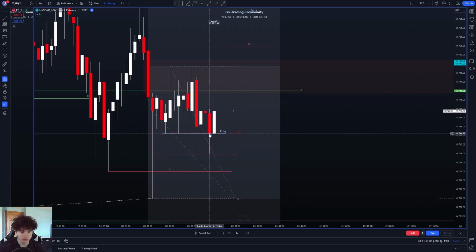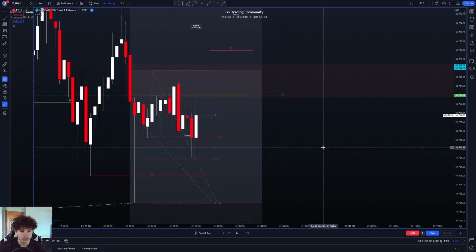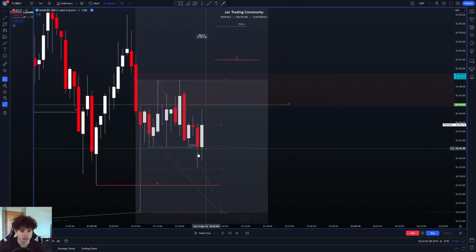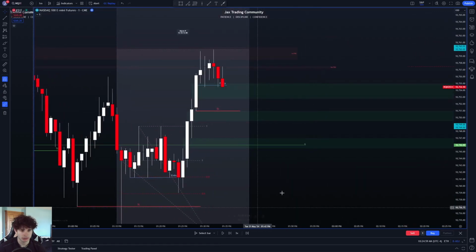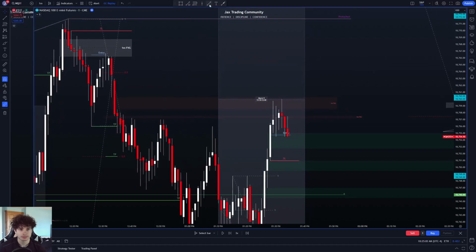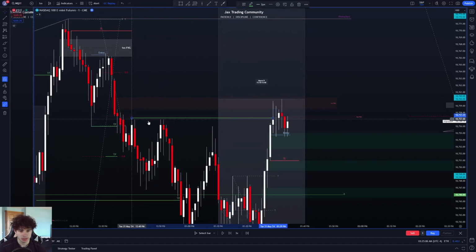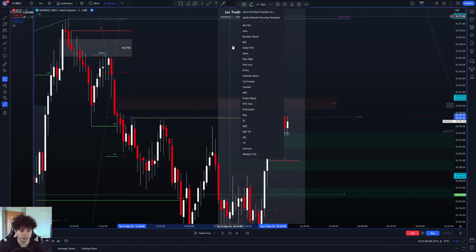You could possibly take it if you saw us close right here. This would be a really good entry. So here's the entry off the sweep of these lows, and we also tap into discount here. And then we end up going higher. First TP, you could have right here where this 1 minute is, at the top of this, where this buy side liquidity is, this engineered buy side liquidity.